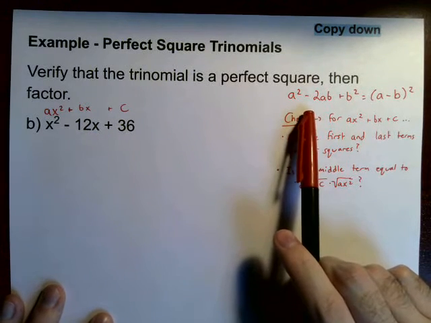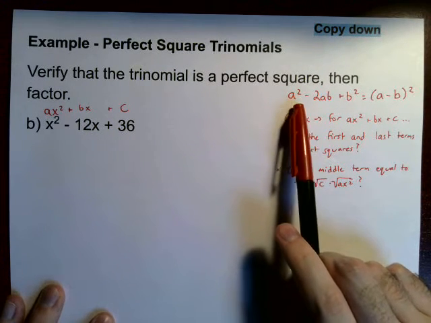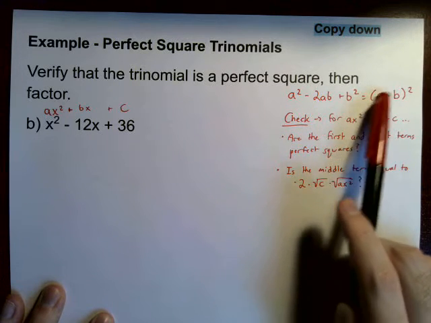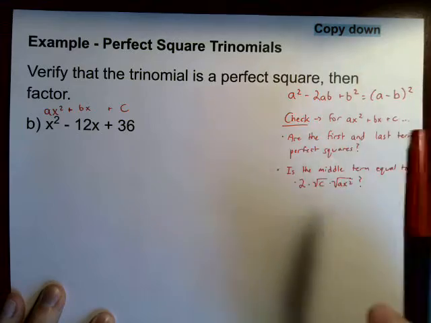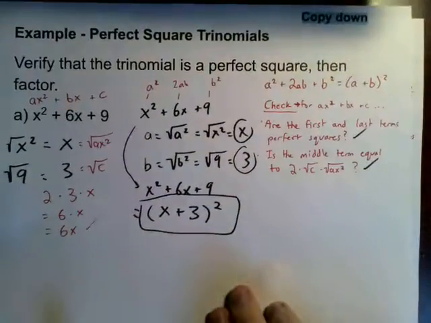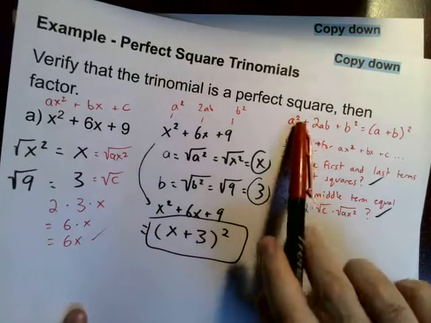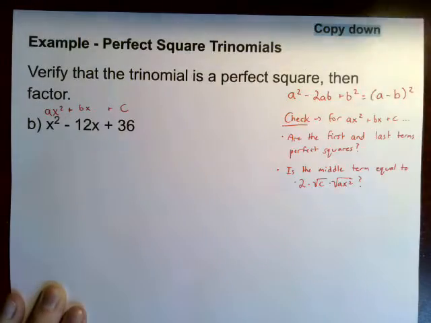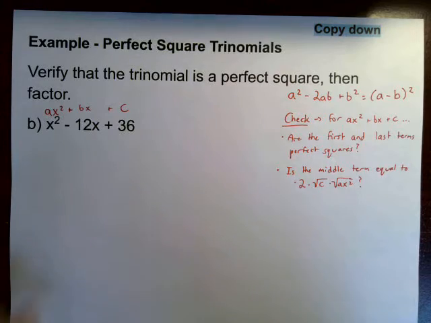So this means we're checking to see if it fits the pattern of a squared minus 2ab plus b squared, and therefore would it be equal to this, rather than the previous example where it was plus 2ab and then the actual final pattern was a plus b squared. So this sign changes what we're actually looking for in this case.